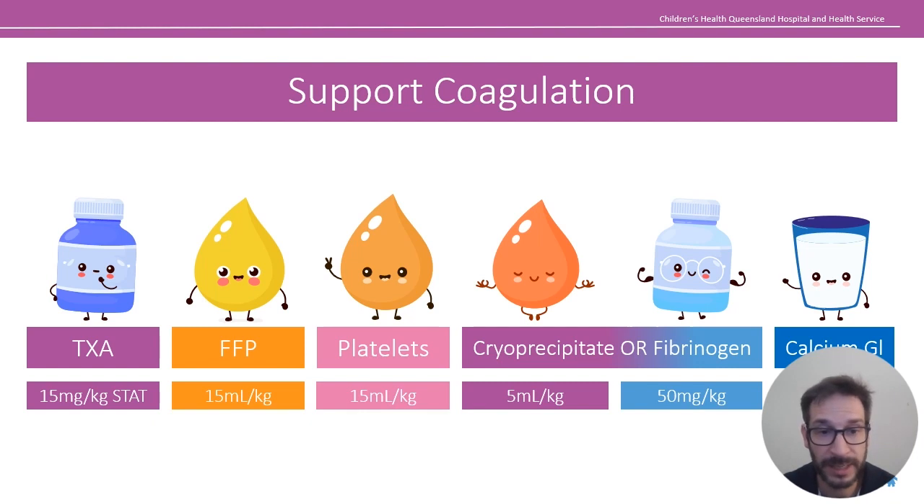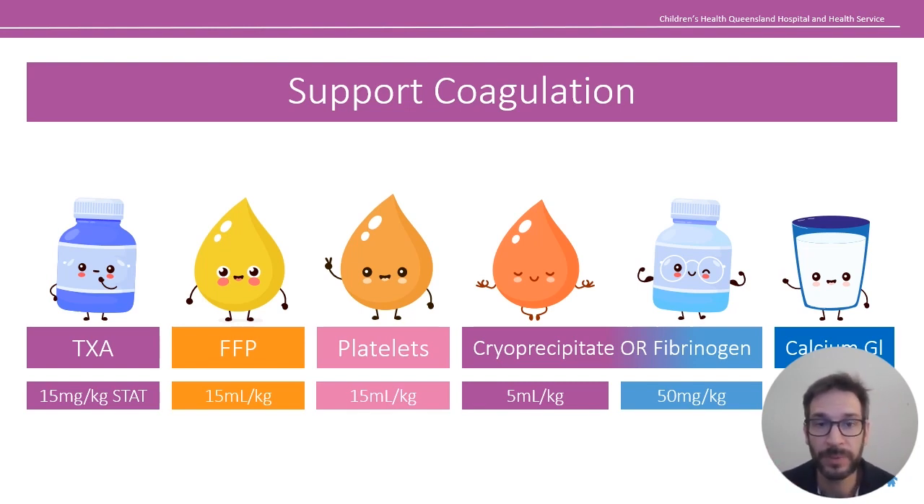TXA or tranexamic acid, as I mentioned, is to prevent clot breakdown. And it's 15 milligrams per kilo is the first dose. Then we've got fresh frozen plasma. And that is a dose of 10 to 20 mils per kilo, depending on where you work. But it contains clotting factors that are needed for the chemical reactions that form a clot. We've got platelets, so that's 10 mils per kilo, and they obviously contain the platelets that actually form the clot, so we need that, don't we?